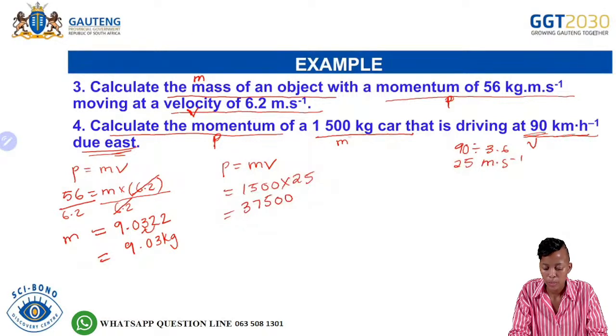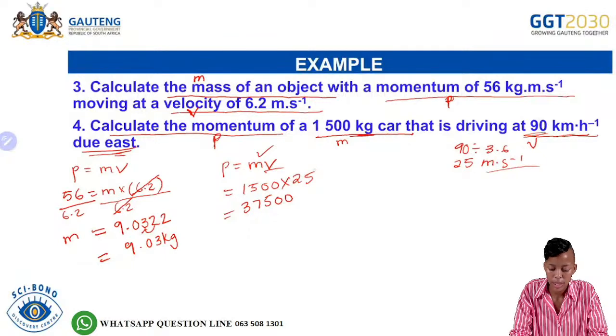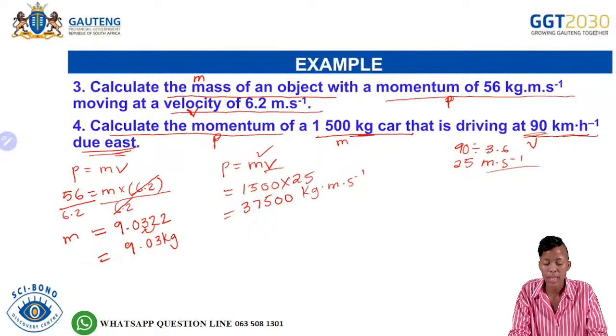And then what are the units of momentum? We are going to get them from the question itself. The unit of momentum, you have mass, which is measured in kilograms, and then you have the velocity, which is meters per second. So from there, you are going to combine the mass and the velocity. The mass and the velocity is kilograms meters per second.